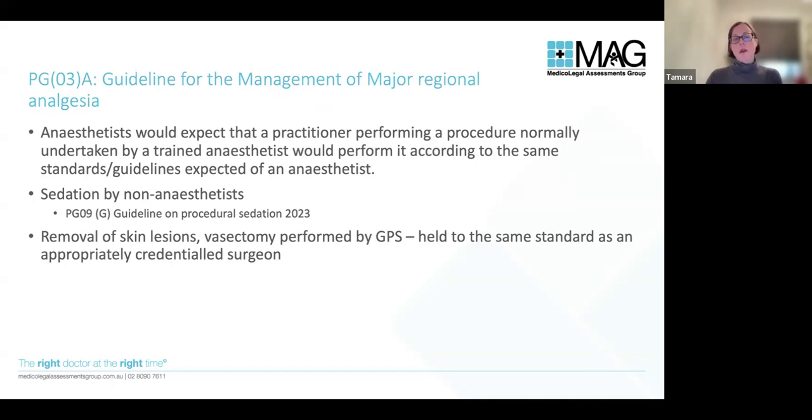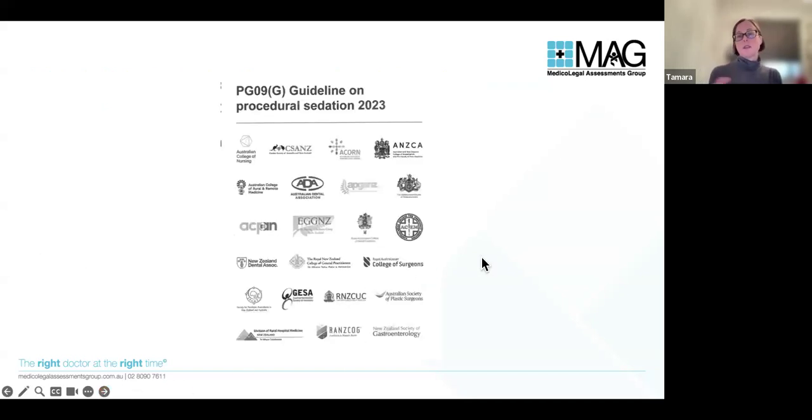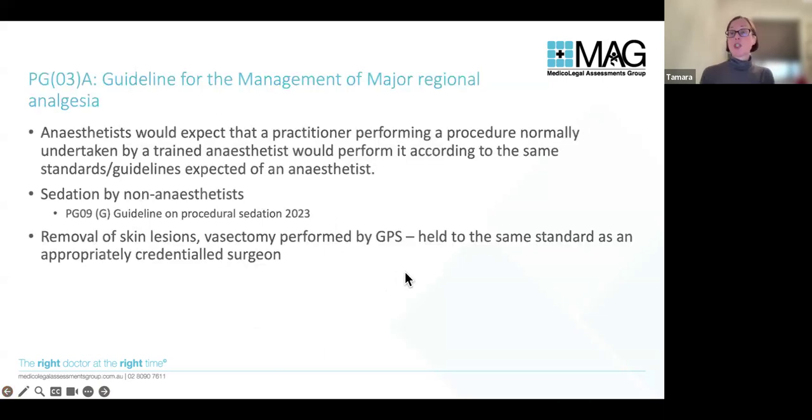There is a wonderful guideline which I really like, PG09, which is the guideline on procedural sedation, recently updated. And it talks about all sorts of sedationists. So you can see there that's a very collaborative thing, because there are dentists giving nitrous oxide to children and so on. There are midwives doing the same. There are many other people doing minor surgical and other procedures where they may be a sedationist without being an anaesthetist. It's a great document, and it does talk very usefully about all the issues and what should be done and safety measures for that.